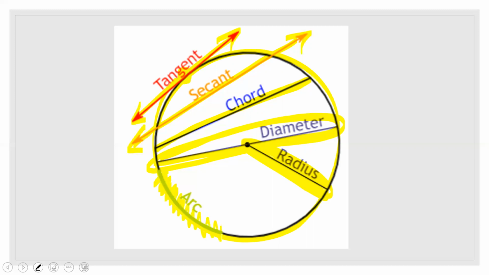Speaking of circles, this reminds me of a joke I once heard. It's who designed King Arthur's round table? Circumference.